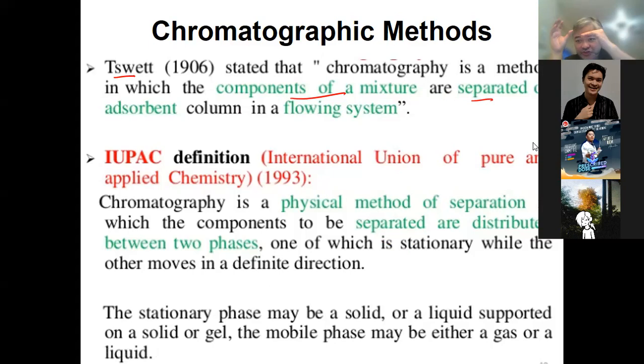So you should understand from the word itself, mobile phase, mobile. So it's moving, stationary phase, it's just stationary. Okay. So your stationary phase may be a solid or a liquid supported on a solid or gel, but the mobile phase is either a liquid or a gas, which gives you the name of the method. Gas chromatography, liquid chromatography. There's no such thing as solid chromatography, okay?